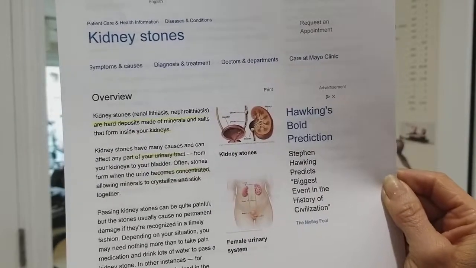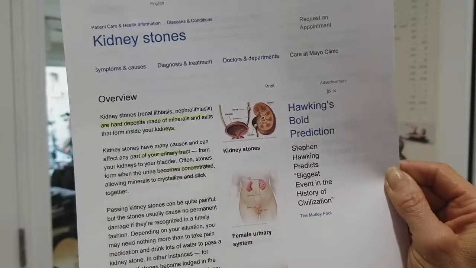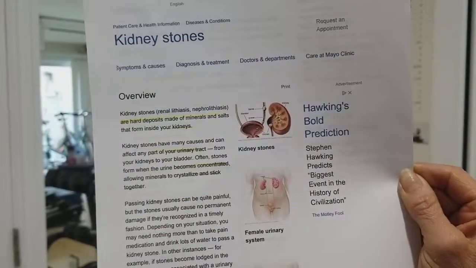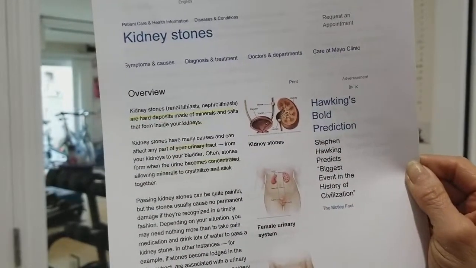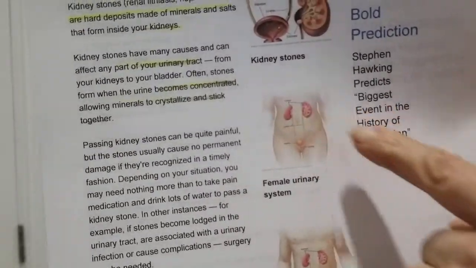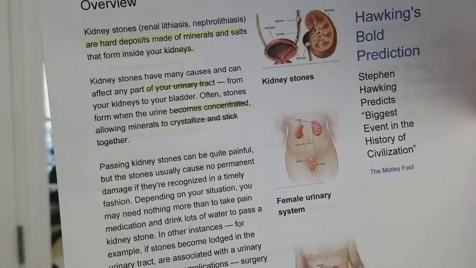There's other reasons for stones as well. But if you've had a urinary tract infection, you're increasing your chances of also getting stones. So I don't know if you can see, this is kind of small, but these are the kidneys, the ureters, and the bladder. We already went through that last week, remember?